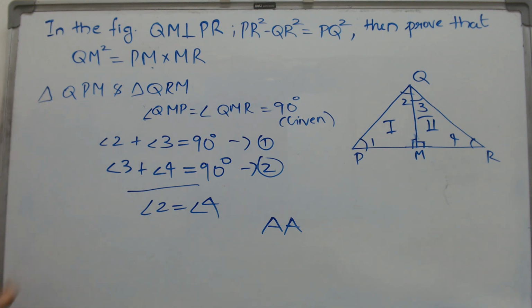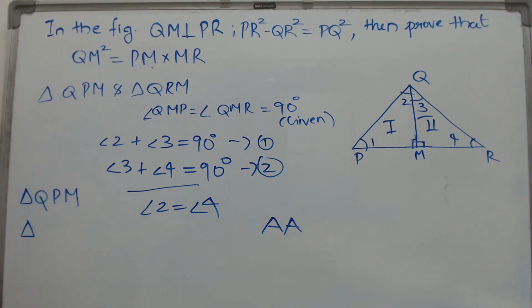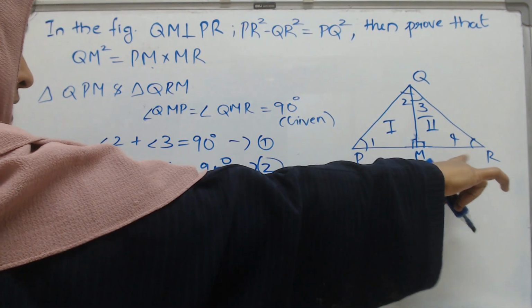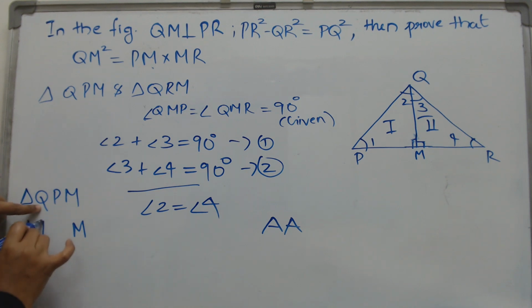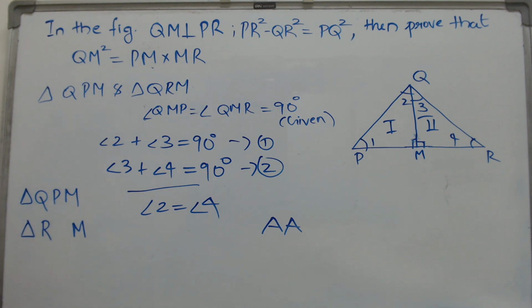When you write the similarity, please make sure that the corresponding angles are the same. Where you see M, you write M, and where you see Q, here 2 and this 4 are the angles which are the same. So in the triangle QPM, the place where you see Q, at that place put R, because 2 and 4 are the angles which are the same. And then what is the remaining vertex? Put it here. So actually this is the form where they both are similar.